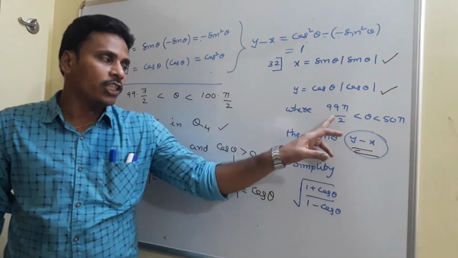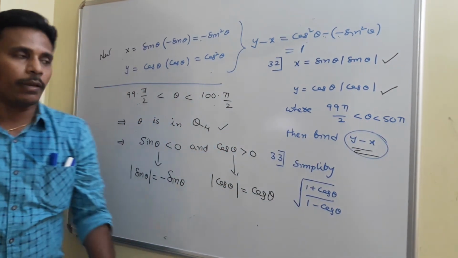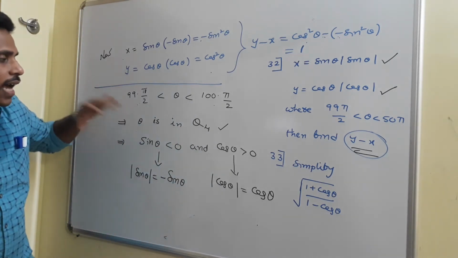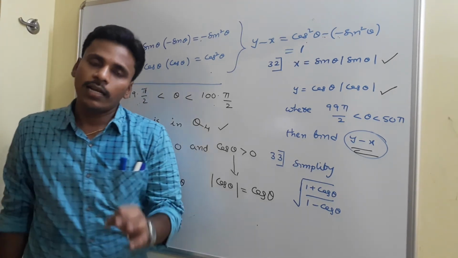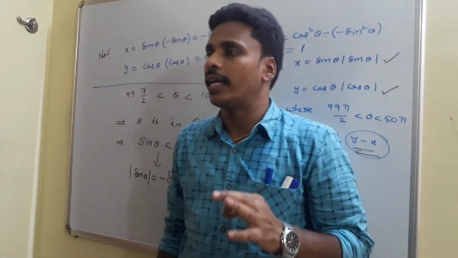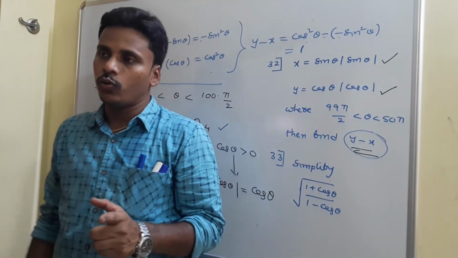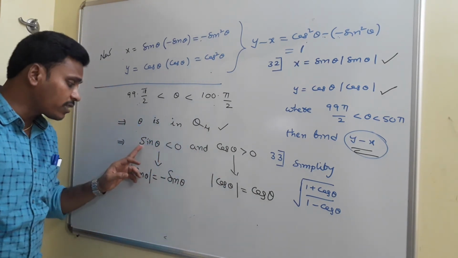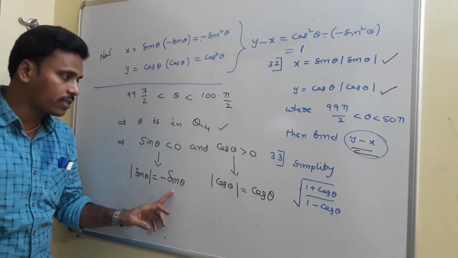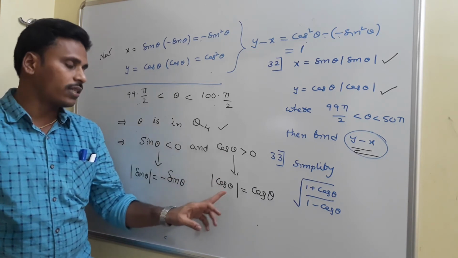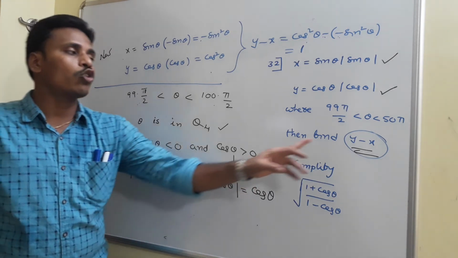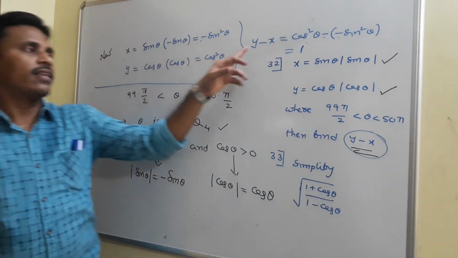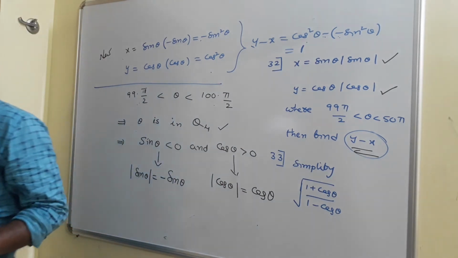Look at that. The range of theta is given between 99 pi by 2 and 50 pi. So that represents that theta is in the fourth quadrant. And in the fourth quadrant, cos and secant are positive, all the remaining are negative. That's why sine is negative and cos is positive. So since sine is negative, modulus of sine theta is minus sine theta, and modulus of cos theta is cos theta. I need to calculate y minus x. Y and x I simplify. At the end, y minus x value is 1. Have a look at this.